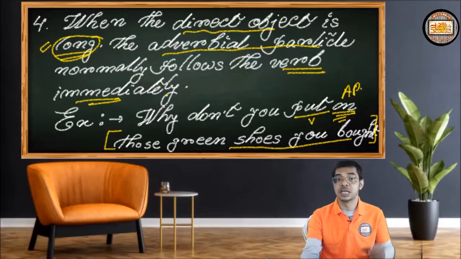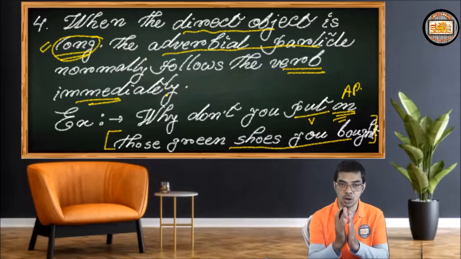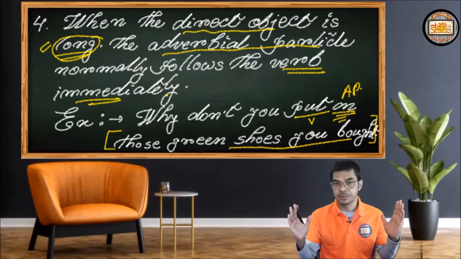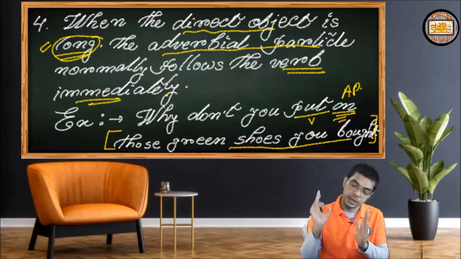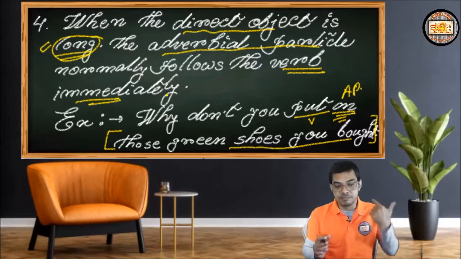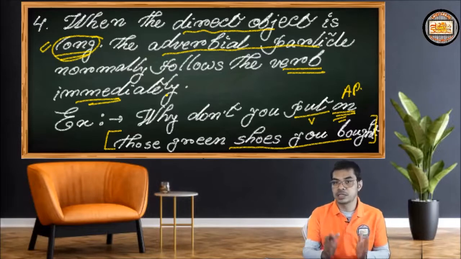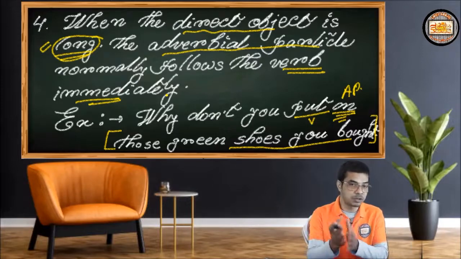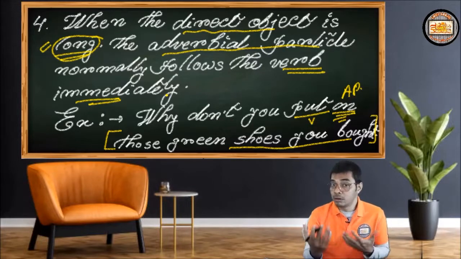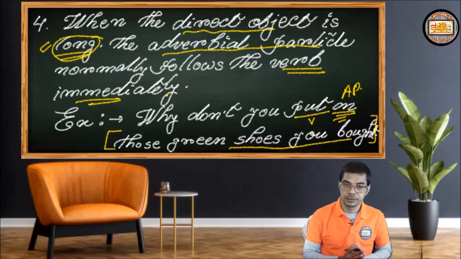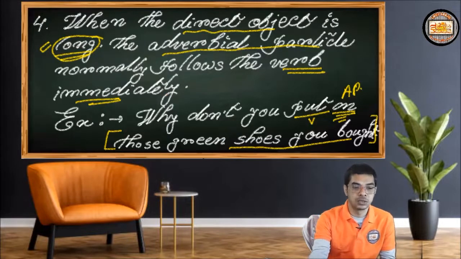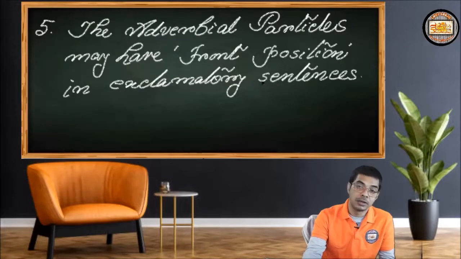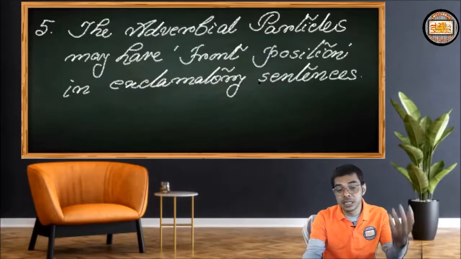If you remember this long and short concept: for long, you have to place the adverb before the object. And for a short object, you may proceed with the rule you have learnt, because there you have the option to put the adverb after the object. So this is what is involved with this rule. And I can assure you that if you follow this simple trick, there won't be any confusion and you won't make any mistake in forming sentences with adverbial particles.